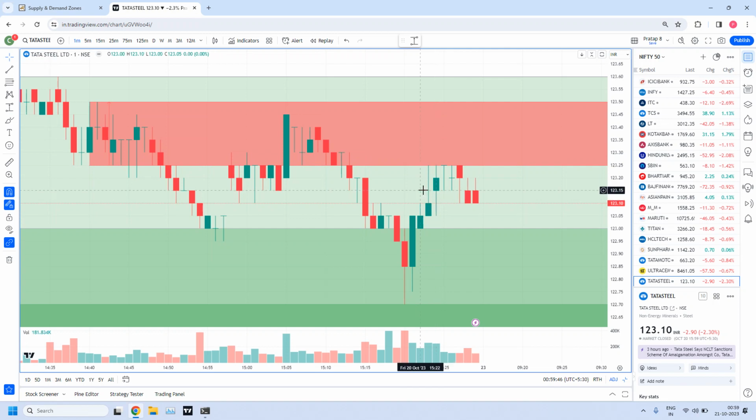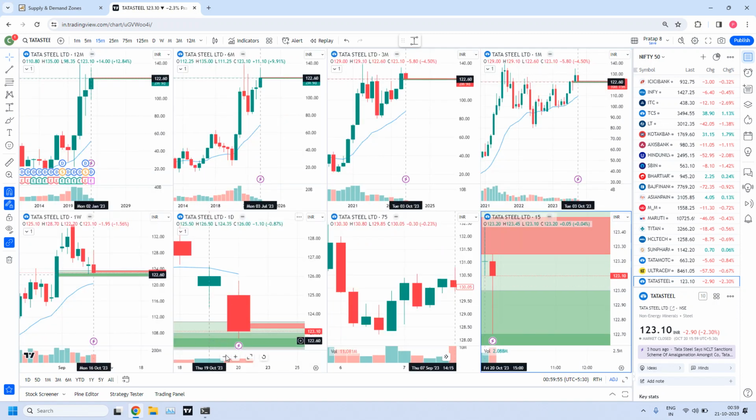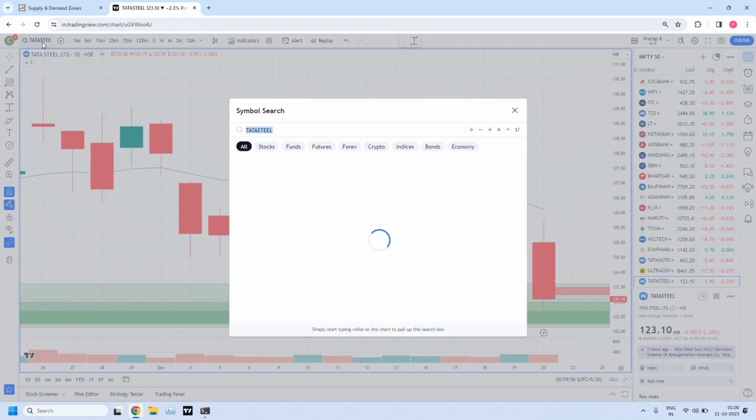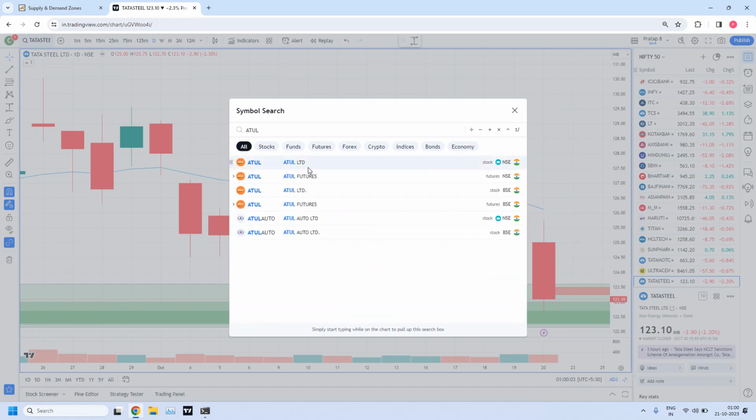Okay, there is one more. The fourth stock successful trade is ATUL. So let us go to the daily time frame. ATUL Limited.